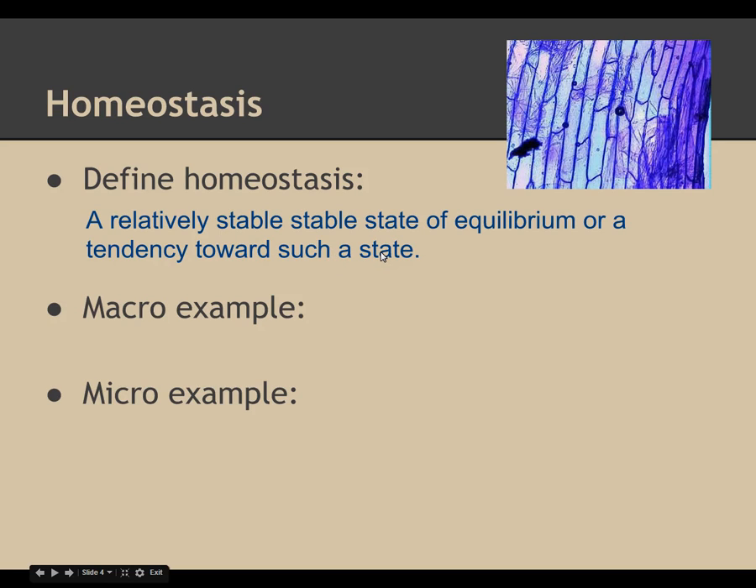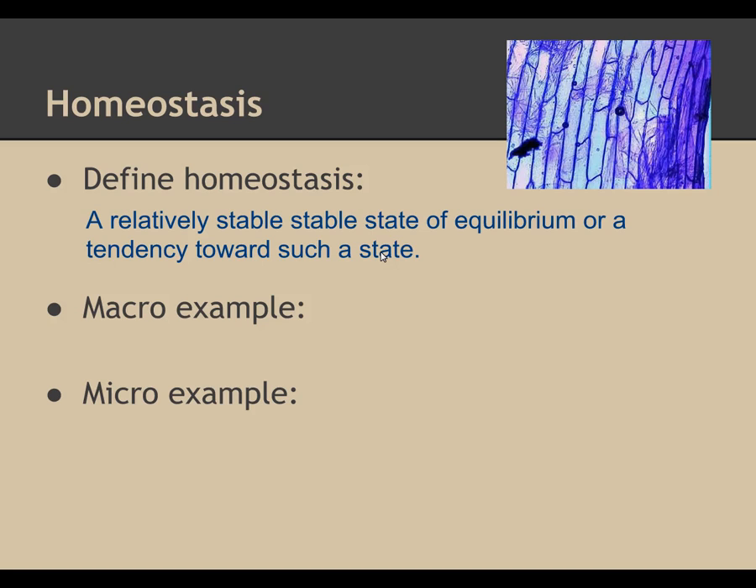So we want to have a relatively stable level or an equilibrium, a stable level for our body temperature. We want to have a stable level or an equilibrium for our blood sugar levels. We don't want them to go too high or too low. It makes us feel sick when they do swing really high and really low. So we'd like an equilibrium, which is kind of like saying a steady level.